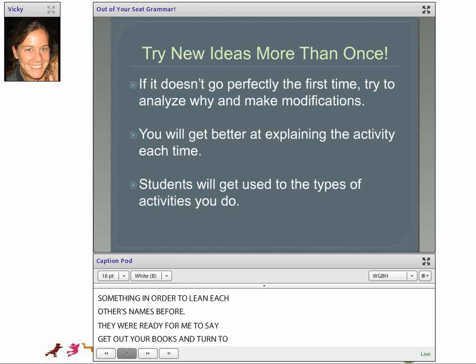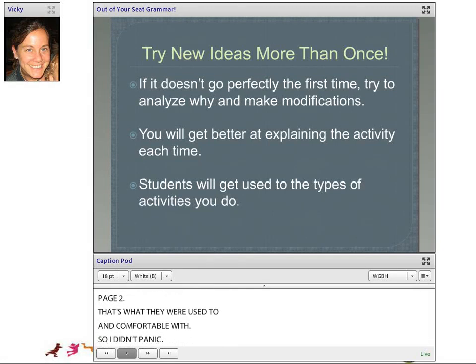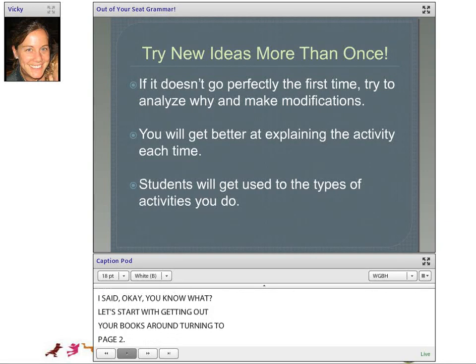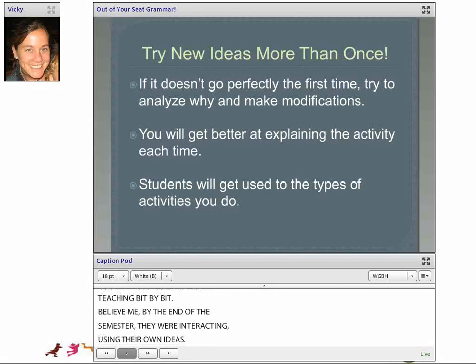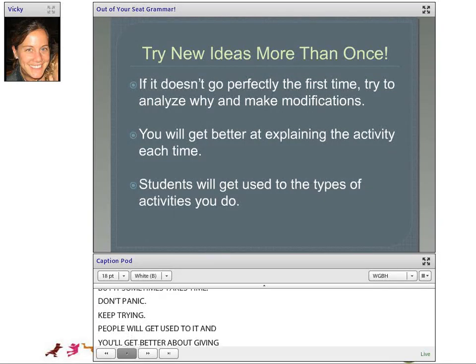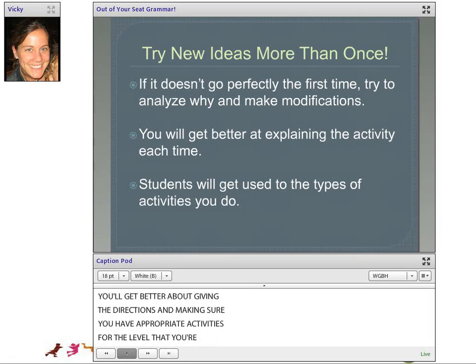And so I didn't panic. I said, okay, you know what? Let's start with getting out your books and turning to page 2. And then I slowly introduced the kinds of things, my style of teaching, bit by bit. And believe me, by the end of the semester, they were interacting, they were using their own ideas, but it does sometimes take time. So don't panic. Keep trying. People will get used to it, and you'll get better about giving the directions and making sure that you have appropriate activities for the level that you're teaching. So keep trying new ideas. Don't throw them out right away.